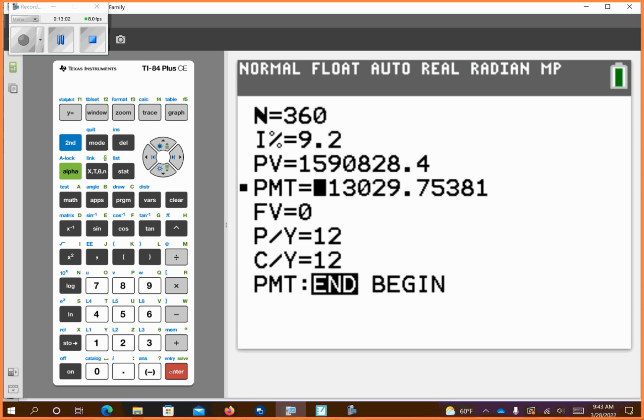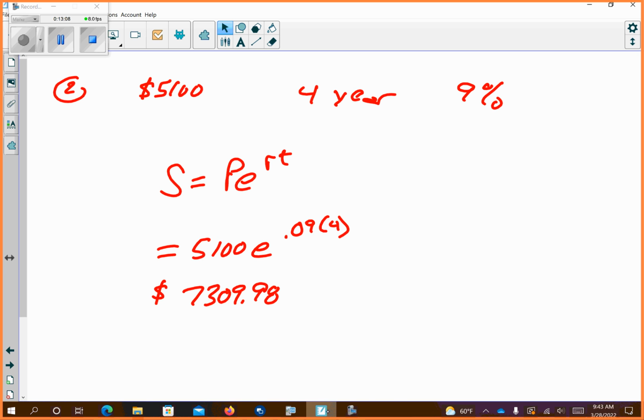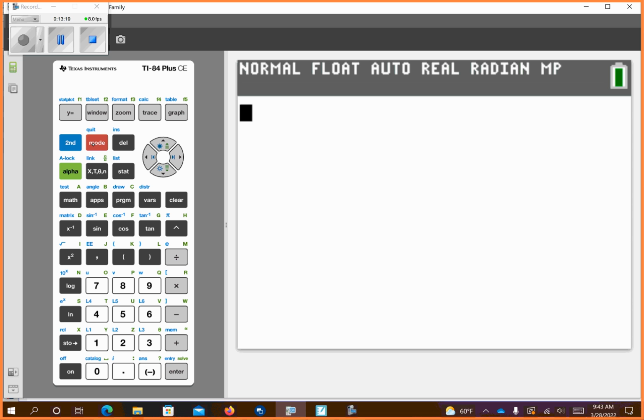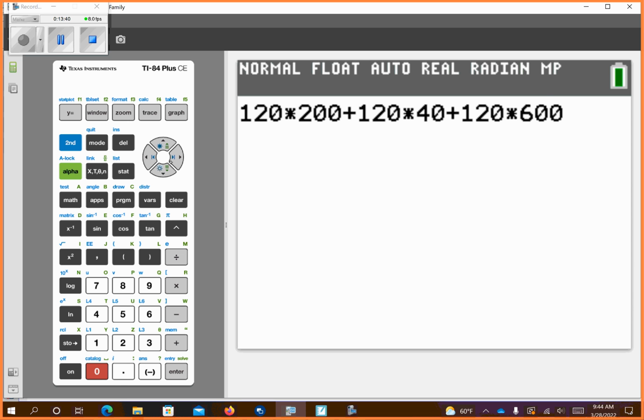Okay? Now let's do the math. So this is a nice calculator to generate. So let's just run through things that I know. Let's clear this out. 120 payments at 200, plus 120 at 400, plus 120 at 600. Put it in as 40, not 400. Oh, thank you. That's going to make a difference.